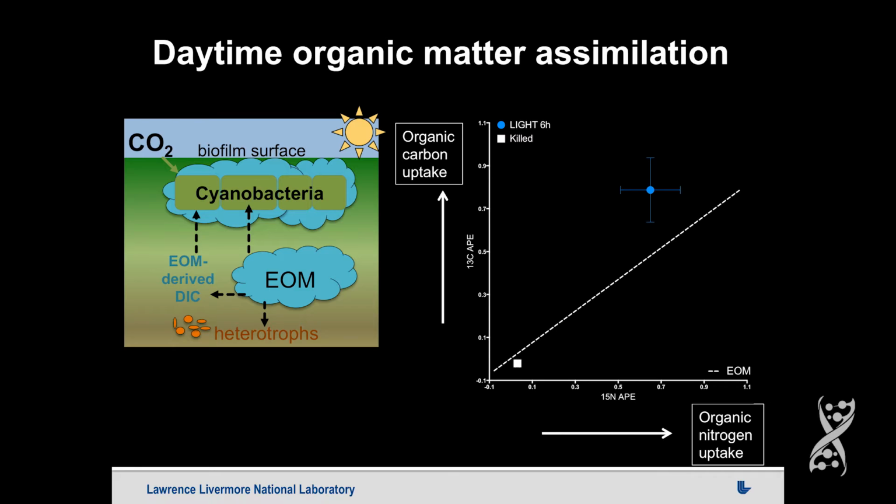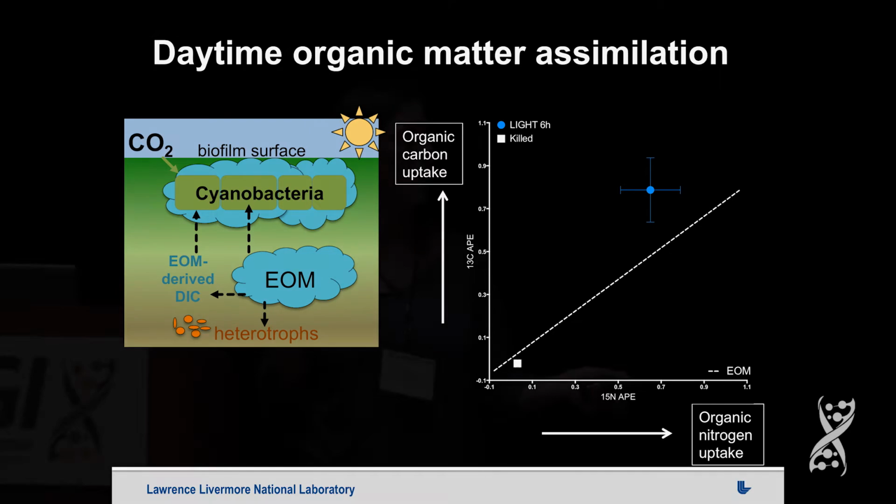And then this point here is what happens in the light. This is the killed control for reference. So they're taking up a lot of this, assimilating a lot of this extracellular organic matter. Because they're above this dotted line, that means they're taking up more carbon than nitrogen from the substrate. They're preferentially assimilating carbon from the substrate. However, this isn't taking into account something very important that I'm showing here in this graph. Cyanobacteria are photosynthetic. In the light, they're also incorporating inorganic carbon.